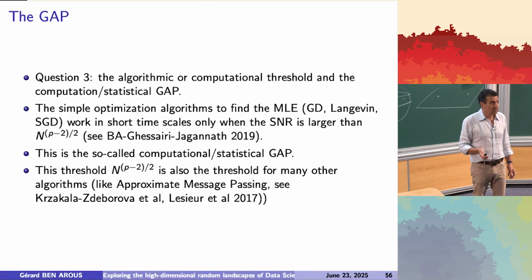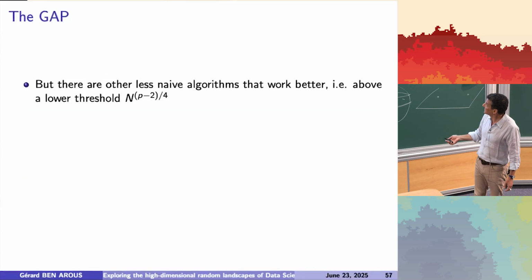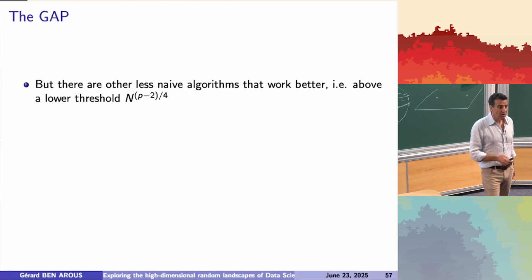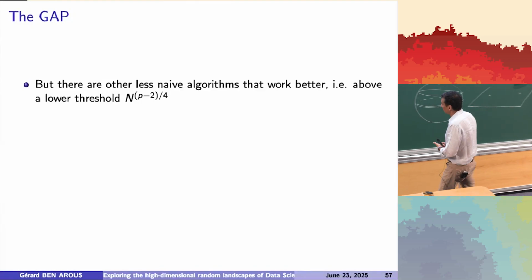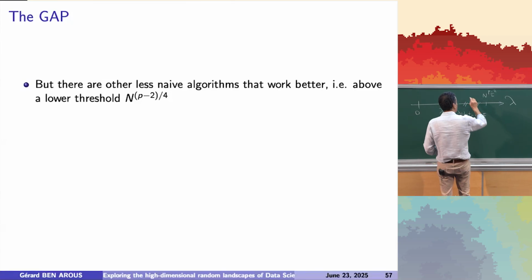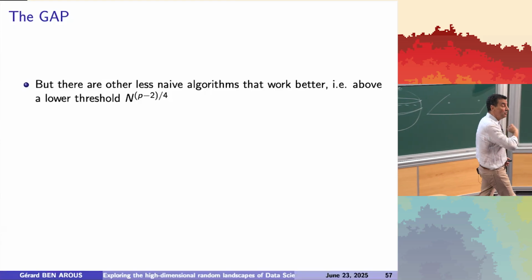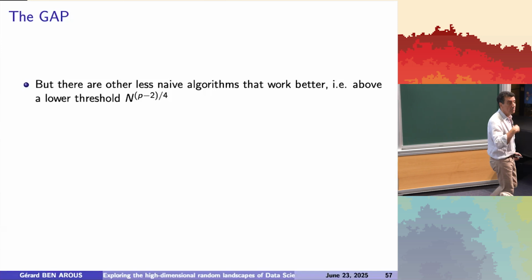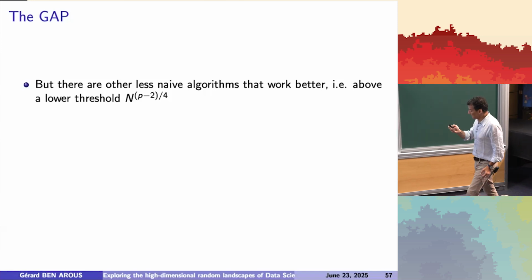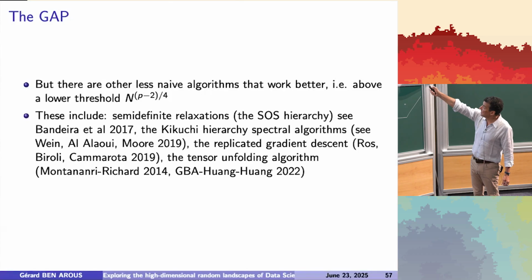Okay, so this is what I want to emphasize. Now, let's continue. There are less naive algorithms which work until the threshold n to the (p minus 2) over 4. These are algorithms that are good for theoretical computer scientists, but nobody in industry would try them because they are much less easy to implement. For instance, they include semi-definite relaxation in the sum of squares hierarchy. This was work by Afonso Bandeira. And the Kikuchi hierarchy spectral algorithm, I give some references here.